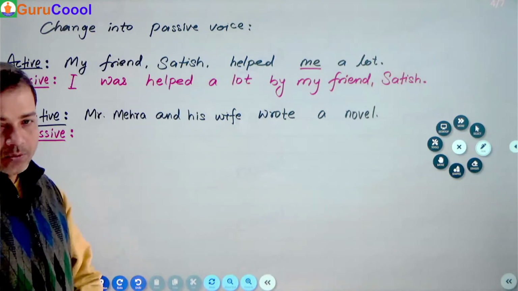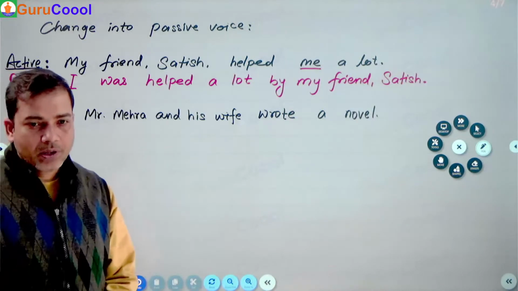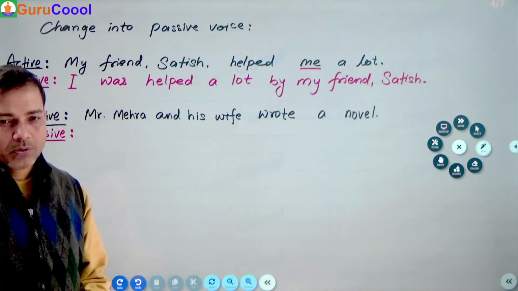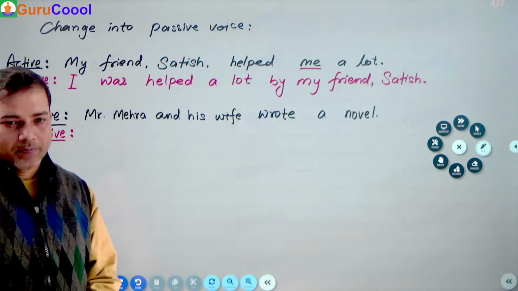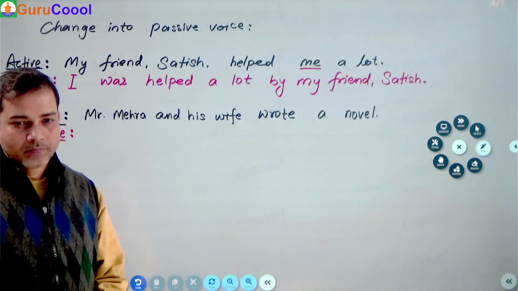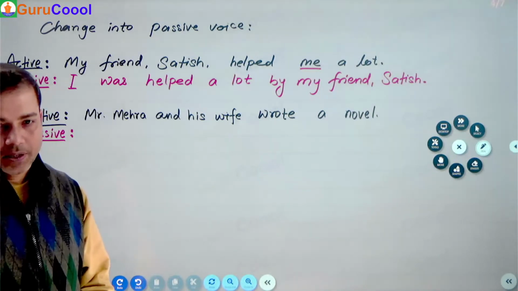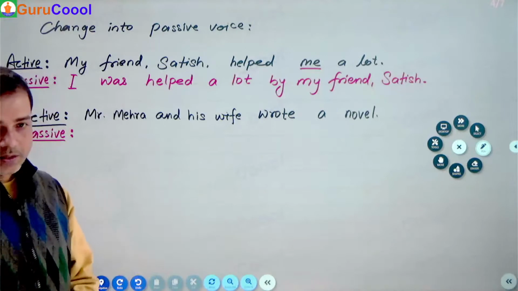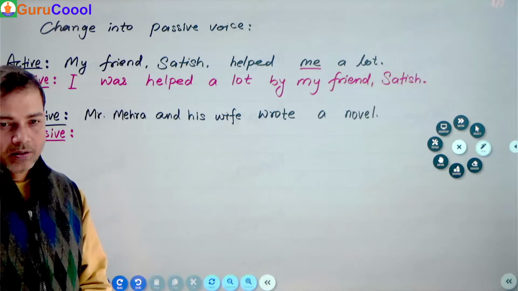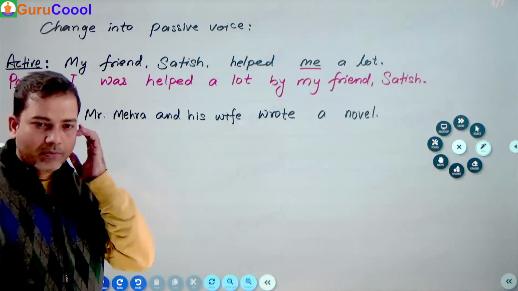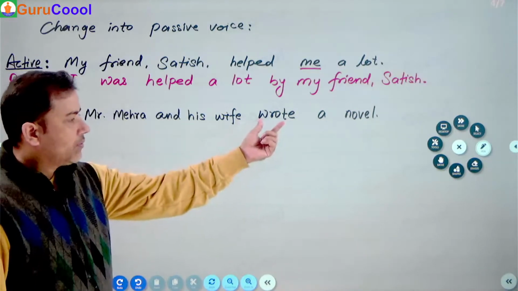Okay, Palak came out with the answer. A novel. Palak, be careful about the number, singular or plural. That is a problem in the subject verb agreement. A novel was written by Mr. Mehra and his wife. That's correct, Apurv. Shweta, you made a mistake there. You have written wrote. It should be V3. Wrote is V2.